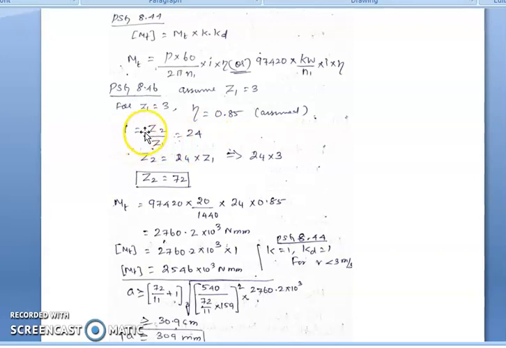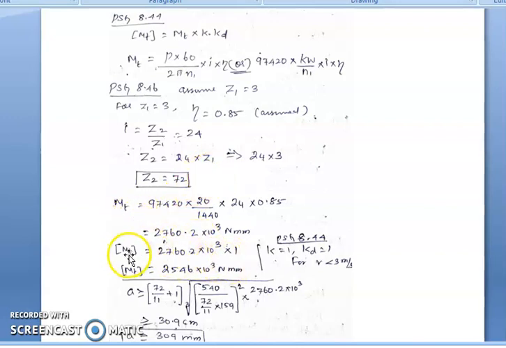0.85. I is equal to 24, as given in the problem, so we can find Z2 from Z1. So Z2 is equal to 24 into Z1. Here Z1 we initially assumed as 3. So Z2 is equal to 72. So now the number of teeth on the worm wheel is 72 only. So by using this, now we can calculate the MT.